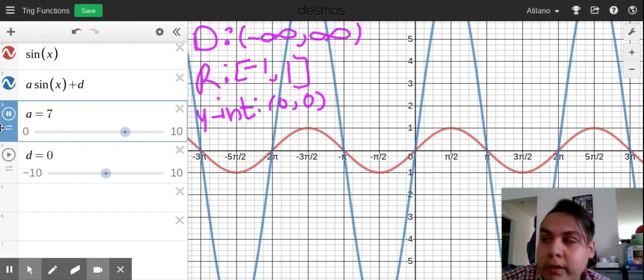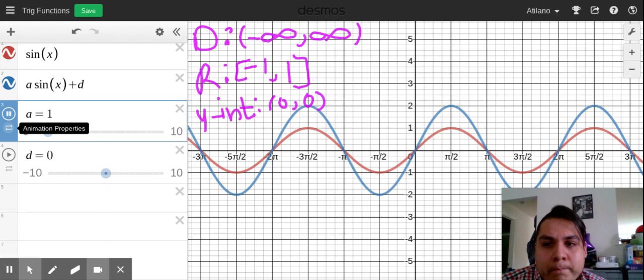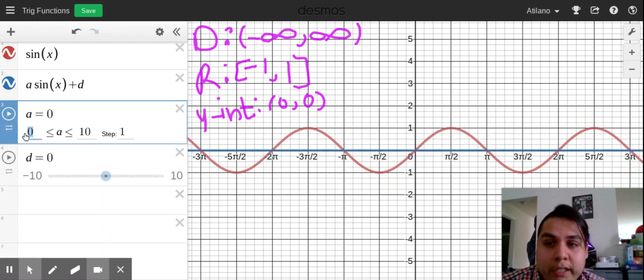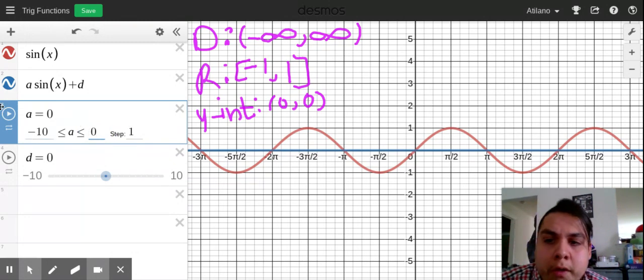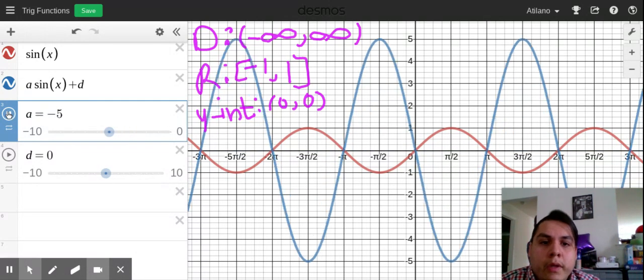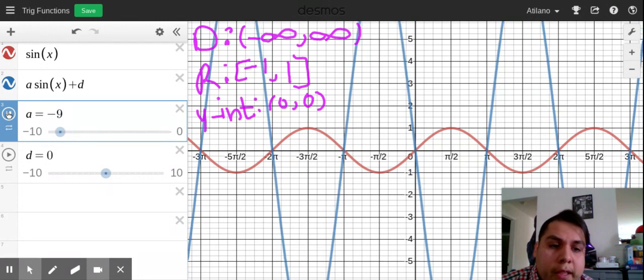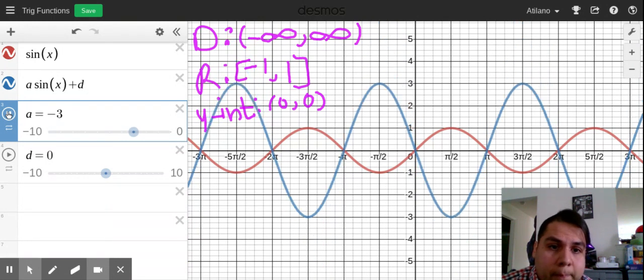We also want to consider what happens if we have negative values. So let's change this back to -10, and now let's make it 0. Notice what's happening between the red graph and the blue graph.